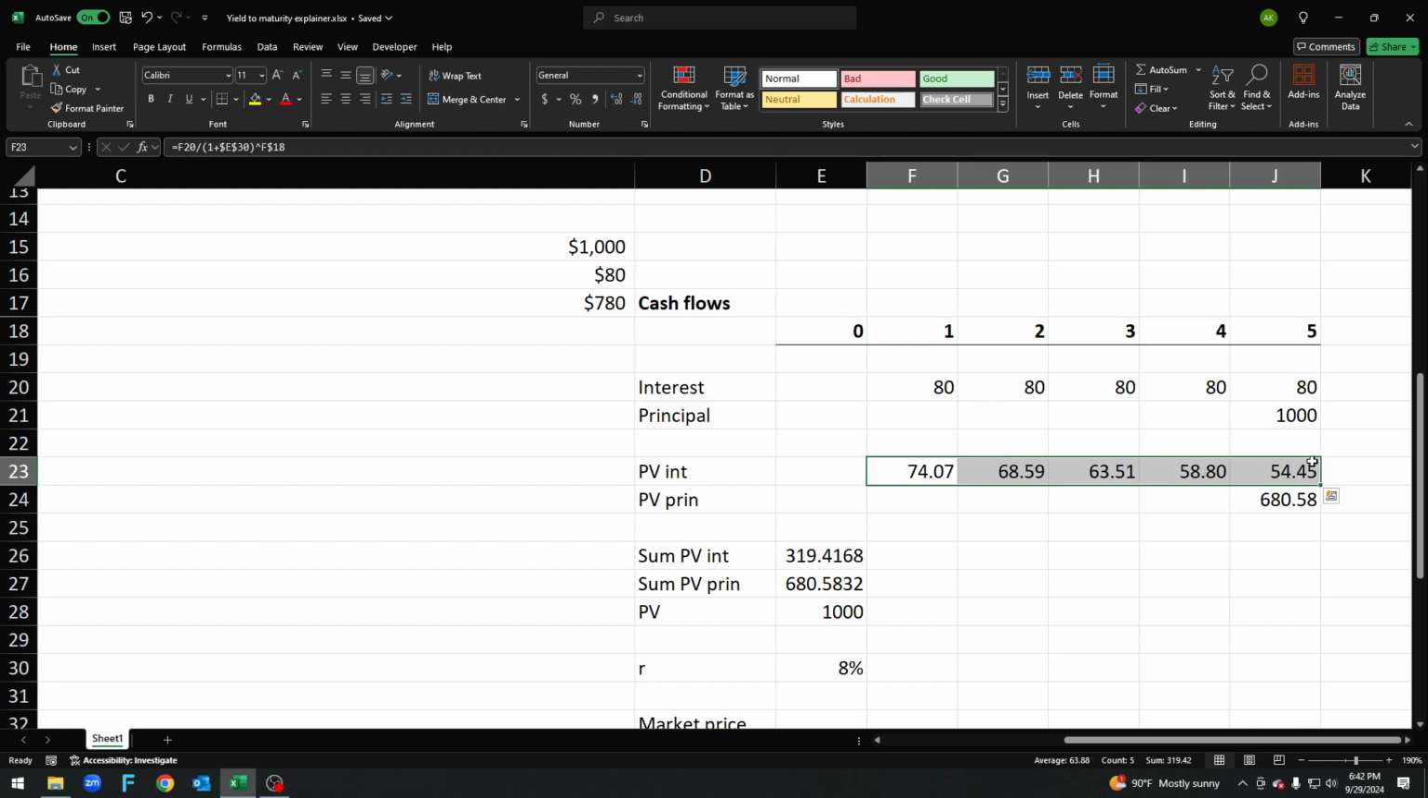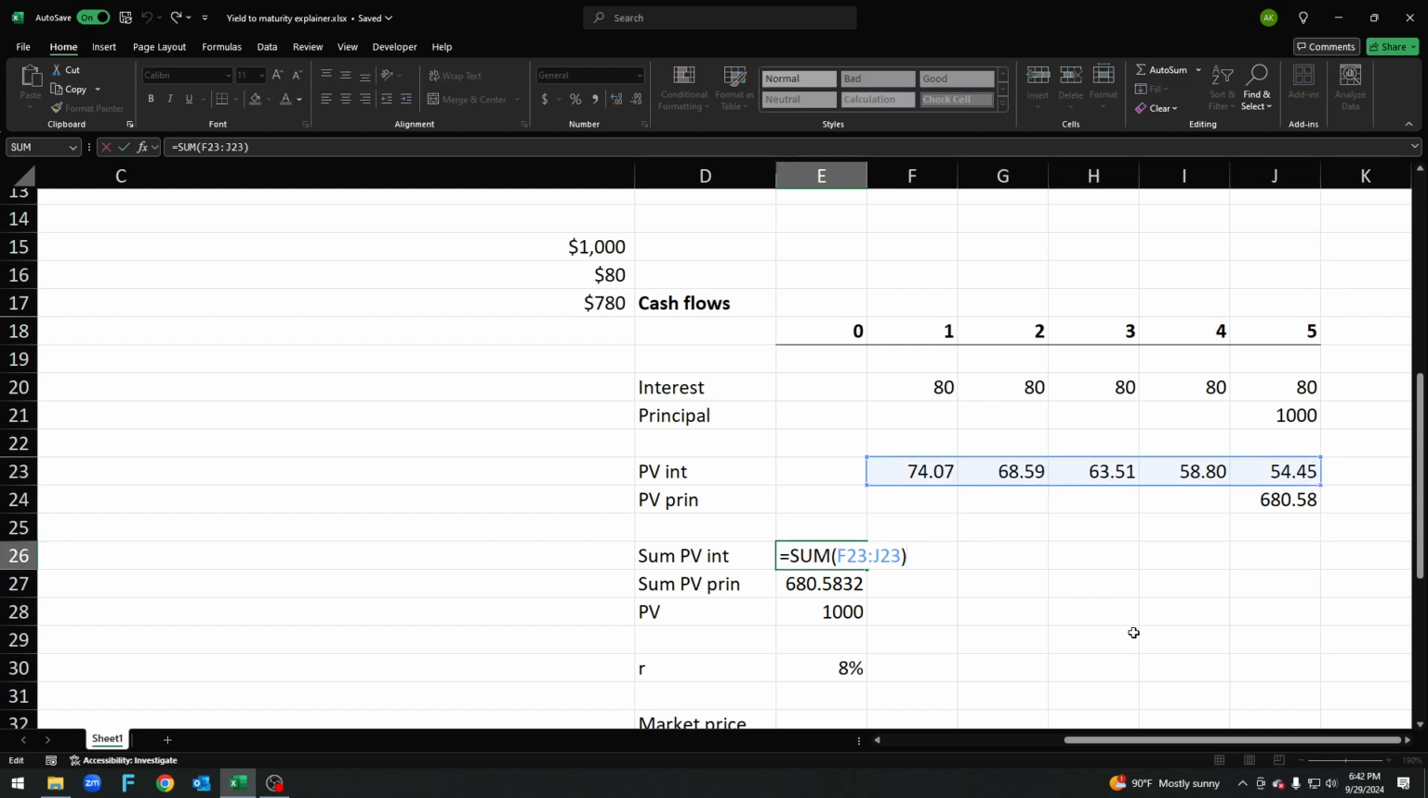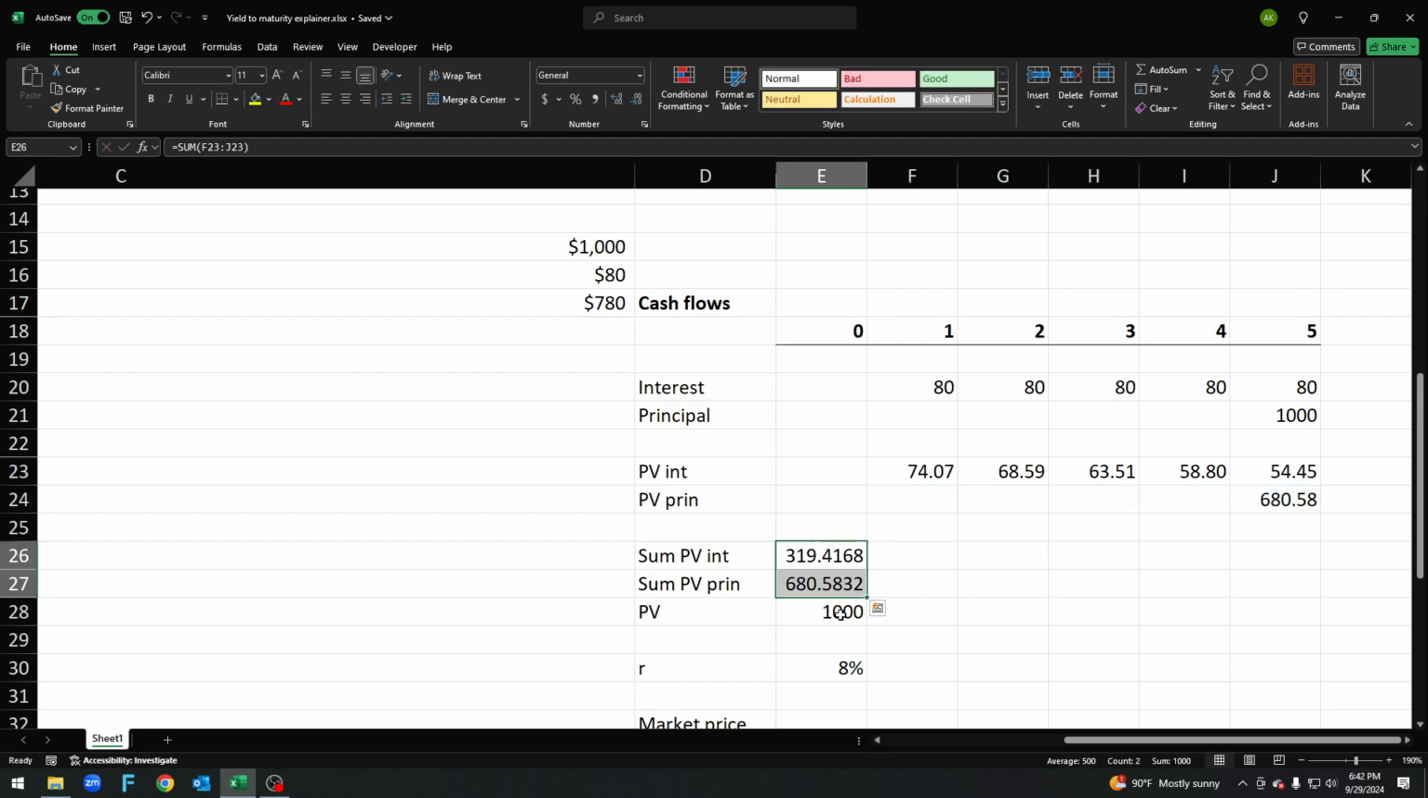And the sum of these 5 is this. And the sum of this is this, obviously. Then you add these two things together and you get this number, which is 1,000, because it's a bond that's paying 8% per year, discounted at 8%, and we buy it for 1,000 and we get 1,000 back at the end. This is the very simple 1 plus r kind of math that we've been doing.